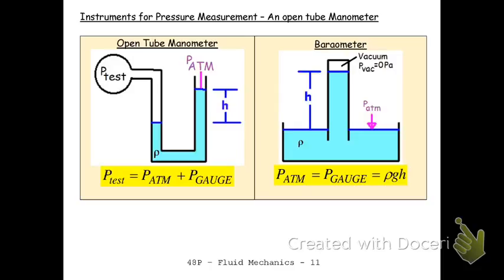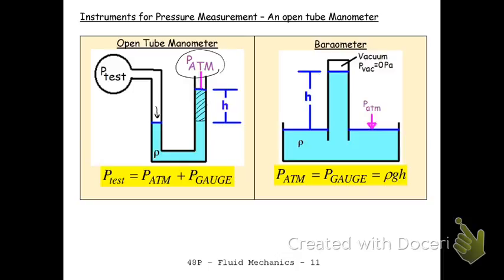Open tube manometer. Basically, this is a U-tube. There's atmosphere here, and this is what you want to test. If this is a higher pressure than atmosphere, you get this imbalance. And it's not just the pressure of the fluid that's balancing the pressure.